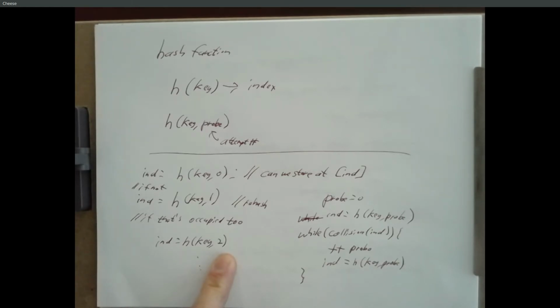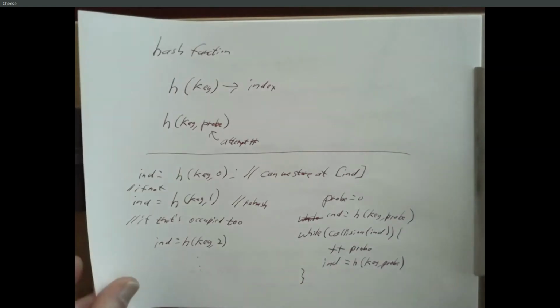So I see some confused looks. Where is it not clicking? Well, let's do a specific. So we talked about linear probing. This was the idea: if this spot's occupied, let's try the next spot. If that's occupied, try the next spot. And we were using a simple hash function, which was just take the first letter of the key and see where that is in the alphabet, right? So what would that hash function look like?